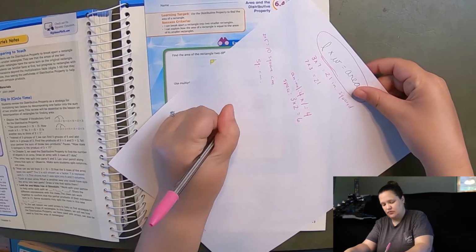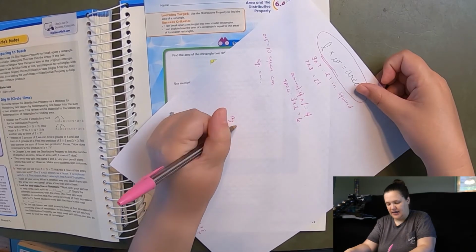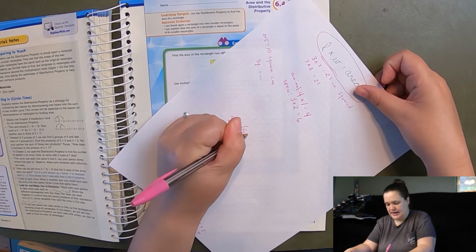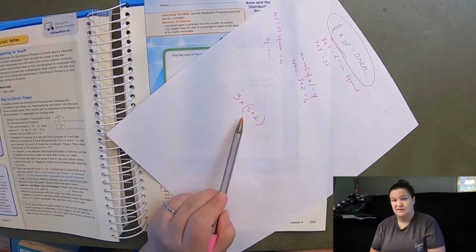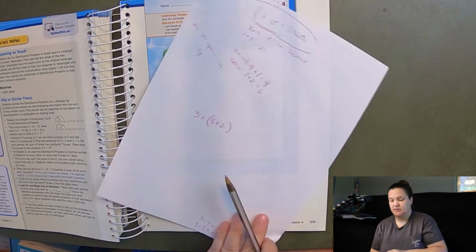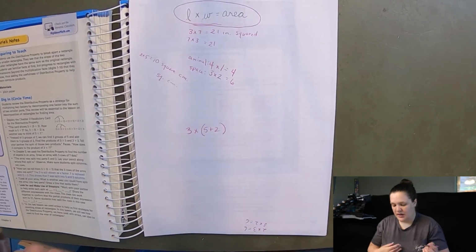Welcome to lesson 6.4. Today we're going to be talking about area, again, using the distributive property. Now remember, distributive property is when you have a number, say 3, and you multiply it by, so you have 3 times 5 plus 2, okay?